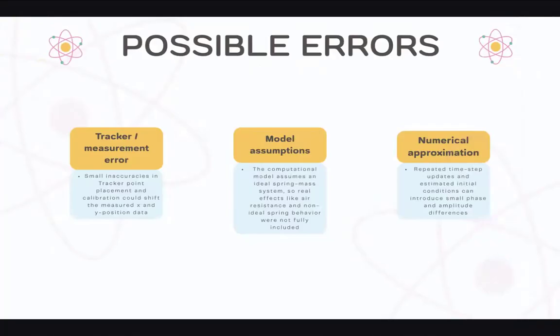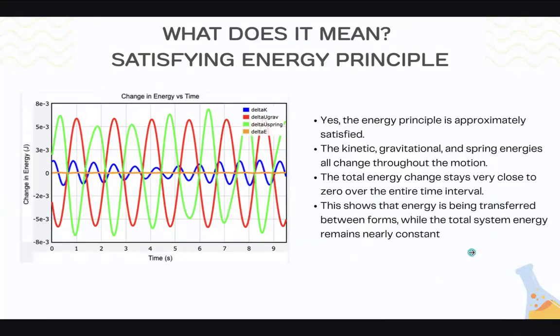Some possible sources of error in this lab came from tracker or measurement error, model assumptions, and numerical approximation. Small inaccuracies in tracker points, placements, and calibration could shift the measured X and Y position data. The computational model also assumes an ideal spring mass system, so real effects like air resistance and non-ideal spring behavior were not fully included. And then finally, repeating time step updates and estimated initial conditions can introduce small phase and amplitude differences over time.